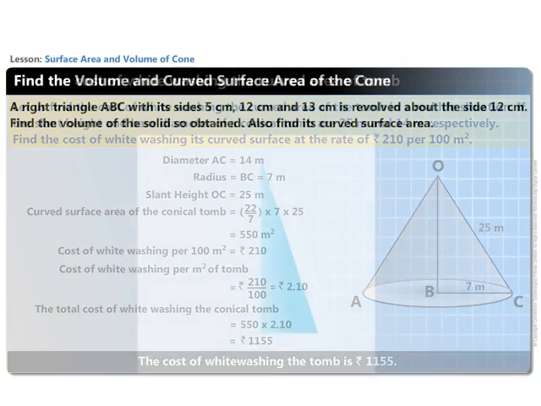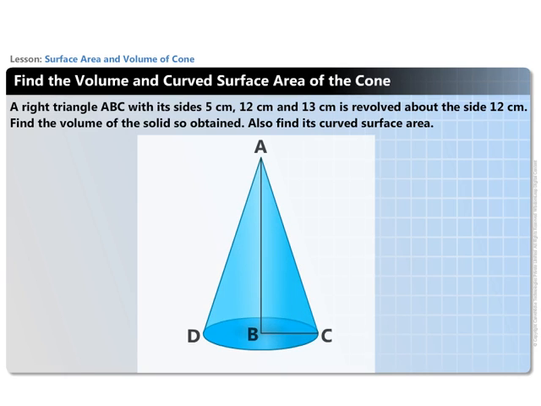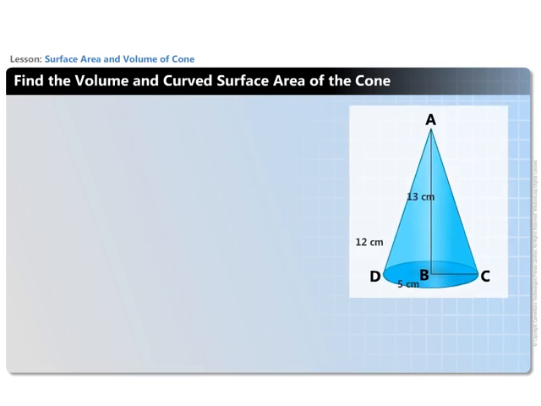So, the cost of whitewashing the tomb is Rs 1,155. Now, let us find the volume and the area of a solid obtained by rotating a right-angled triangle. A right triangle ABC with its sides 5 cm, 12 cm and 13 cm is revolved about the side 12 cm. Find the volume of the solid so obtained. Also, find its curved surface area.